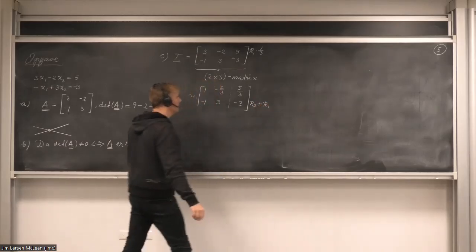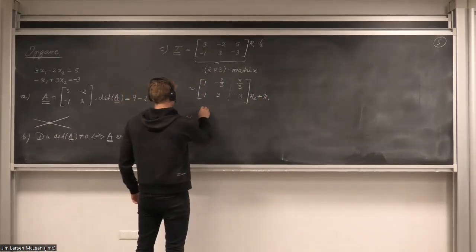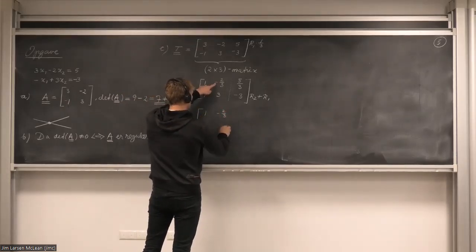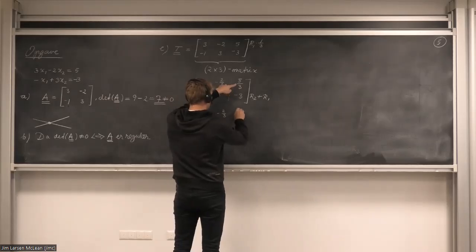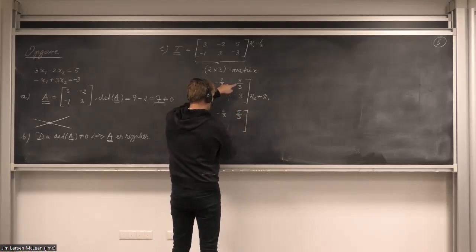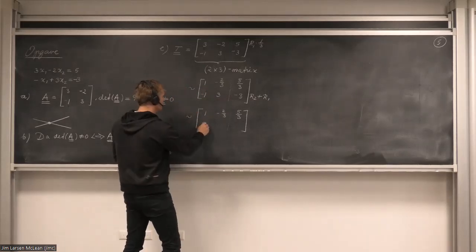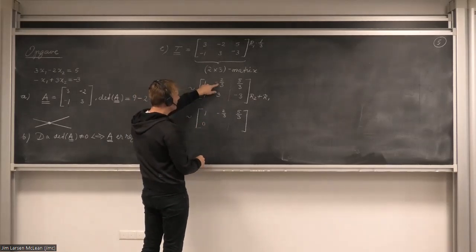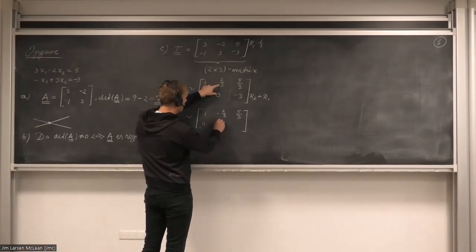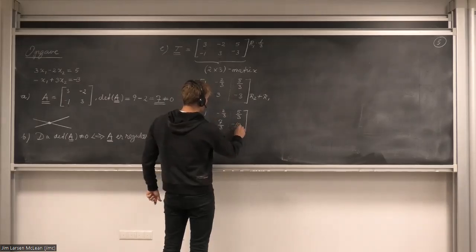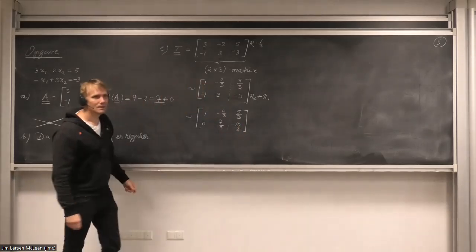So if we do that, then we still have 1, minus 2/3 and 5/3, because in the first row we haven't done anything. And here we have -1 plus 1, which is 0, and 3 minus 2/3, that's 9/3 minus 2/3, that must give 7/3. And here I get -3 plus 5/3, which is -9/3 plus 5/3. So that gives -4/3. Do you agree?